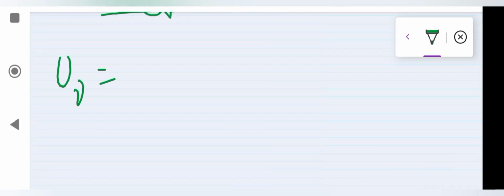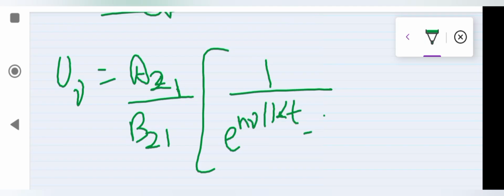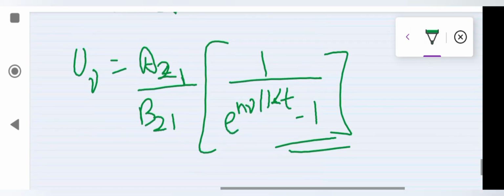And to rewrite that formula, I can write u nu equals A21 by B21 into 1 by, here it was B12 by B21, which is 1, so basically e power h nu by kt minus 1. You can rewrite the formula like this, and that's the end of our derivation.